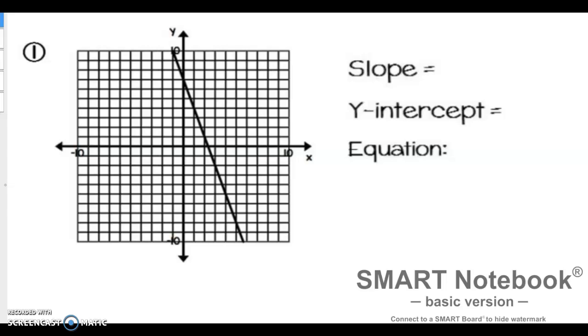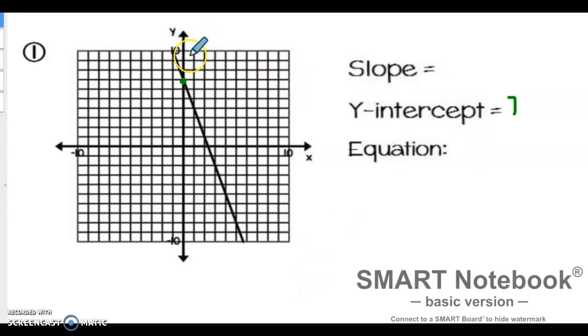So let's do the y-intercept first. That's the easiest place to start when you're given a graph. We want to figure out at what point our line crosses the y-axis. So here, if we start at the origin and count up, we can see that our y-intercept here is 7, because that is where our line crosses the y-axis.